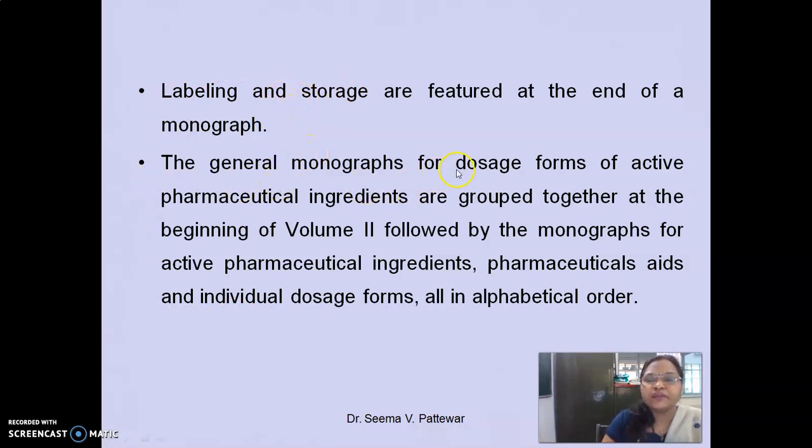The general monographs for dosage forms of active pharmaceutical ingredients are grouped together at the beginning of volume 2, followed by the monographs for active pharmaceutical ingredients, pharmaceutical aids and individual dosage forms in alphabetical order. Means all these chemicals are in alphabetical order. A becomes first, B then, and then C. So likewise.